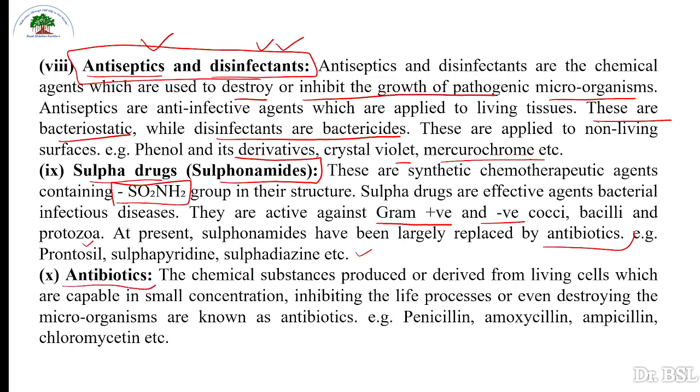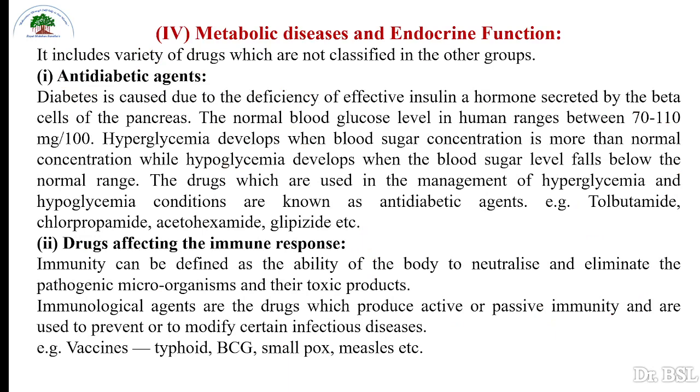Antibiotics. These are the chemical substances produced or derived from living cells which are capable, in small concentration, of inhibiting the life process of or even destroying microorganisms, and are known as antibiotics. That means they are working against living causative agents of diseases. Penicillin, amoxicillin, ampicillin, chloromycetin are examples of antibiotics.